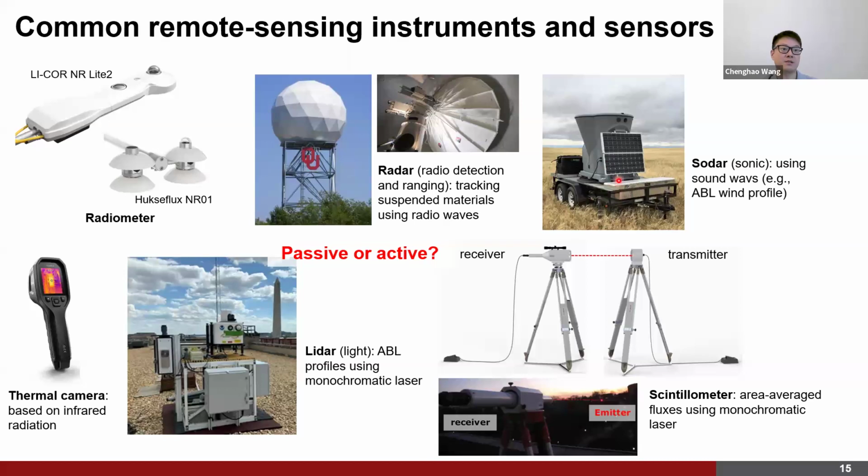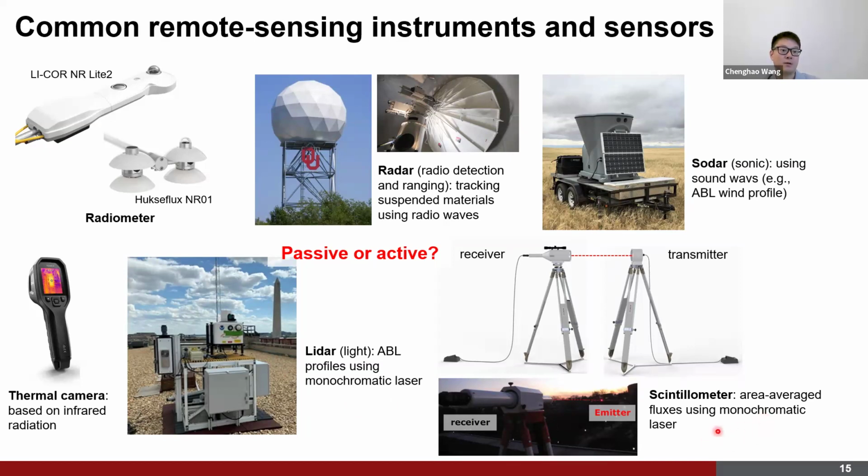And this one is a SODAR, which is based on sound waves. It is commonly used for atmospheric boundary layer wind profiling. And we also have this very simple thermal camera. I think this one is from FLIR, and it is based on infrared radiation. And this one is LiDAR, based on light profiling. It can give us the atmospheric boundary layer profiles using this monochromatic laser. Basically, we only have the beam within a single wavelength.